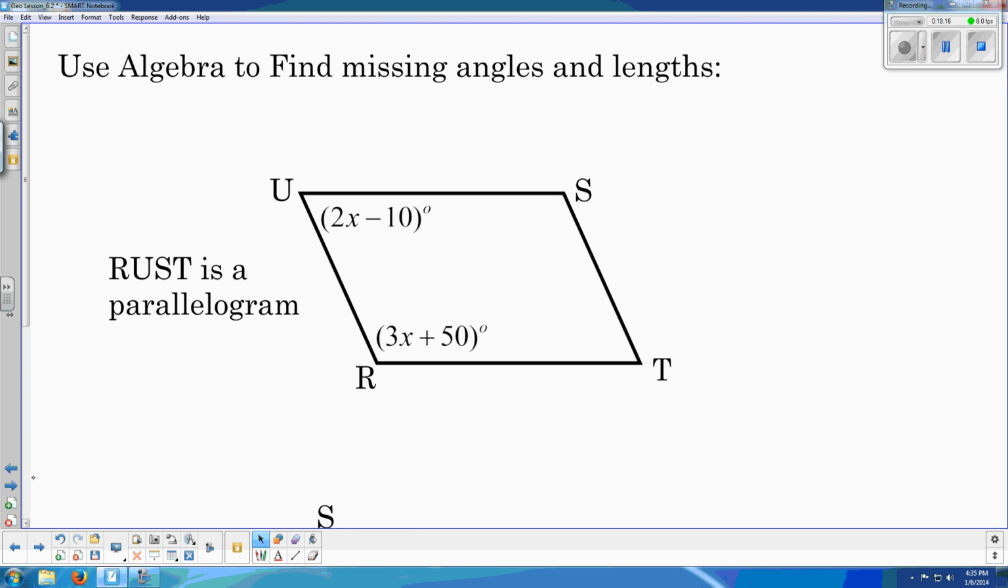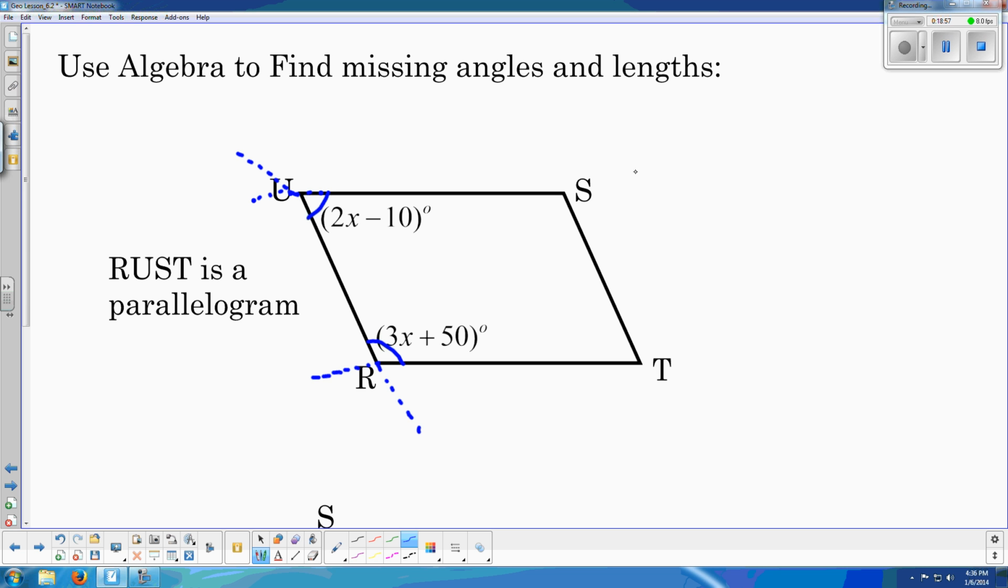Okay, moving on. Now we're going to use algebra to find missing angles and lengths. The first one is a parallelogram. Now, if I were to extend these edges out this way, like this, then we would look like we had two parallel lines that were cut by a transversal, meaning that these two angles are same side interior angles, and we know that same side interior angles add up to 180 degrees.